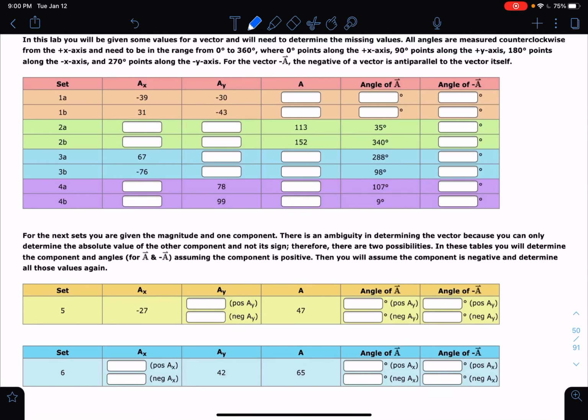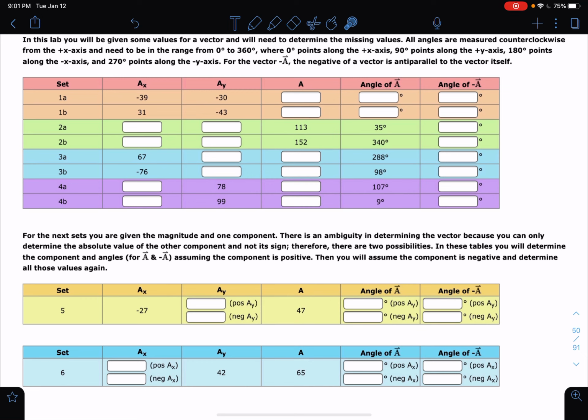This video is about the vector lab. In this lab, you were given some values for the vectors, such as here, given the x and y components, and you are asked to determine the missing values. So for example, here, the magnitude and the angle.